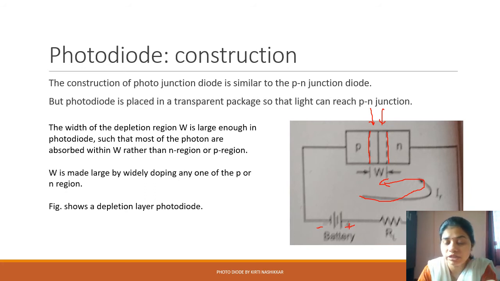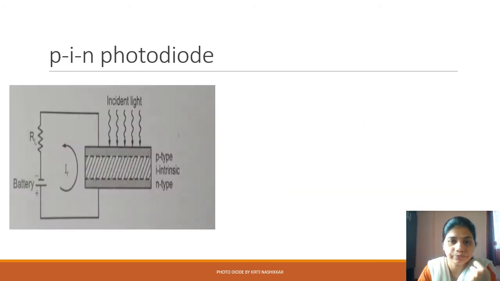And in the case of construction, it is very similar to that of the PN junction diode, but it must be kept in a transparent package for the purpose of absorbing the light.